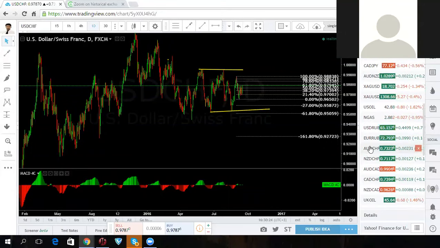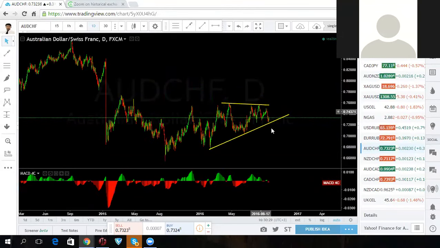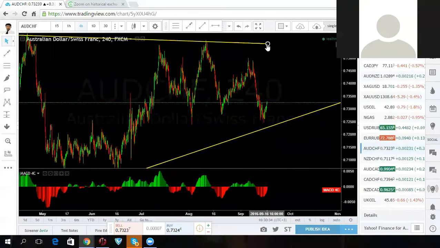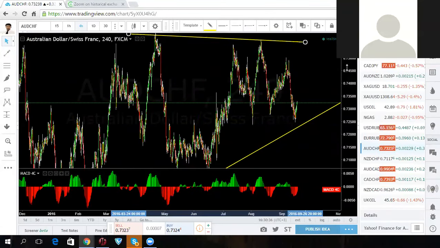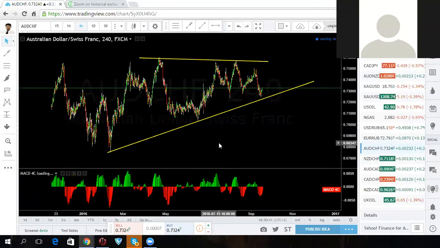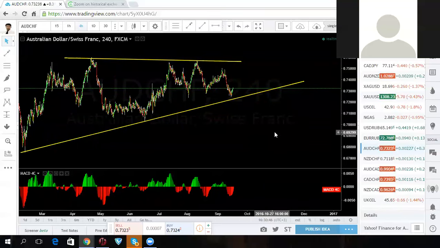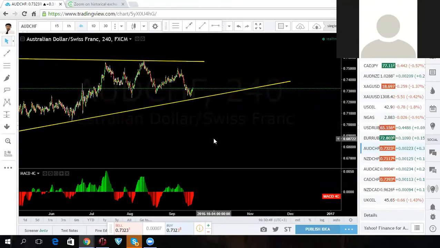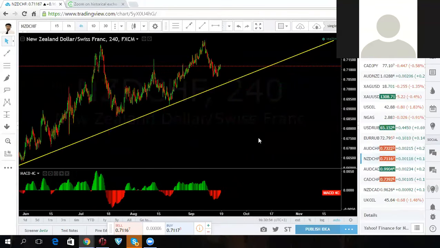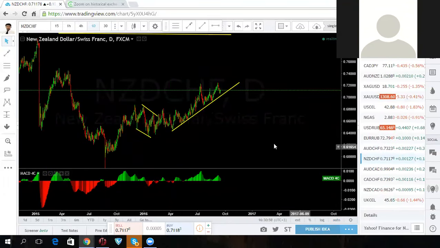Let's see what Aussie Swiss says. Aussie Swiss daily is in this pattern, right? And put it in a 4-hour. This pattern could literally go both ways. If you look at this pattern, they could literally break out to the upside, or they could come back down here and break to the downside. I'm not sure which side they're going to break yet. So we will have to stay out of that and watch it. There's nowhere you can tell. On shorter time frames, you may get a little move to the upside, but that's a very short-term frame. New Zealand Swiss, you're in an uptrend. I think that is pretty clear. You're in an uptrend here.